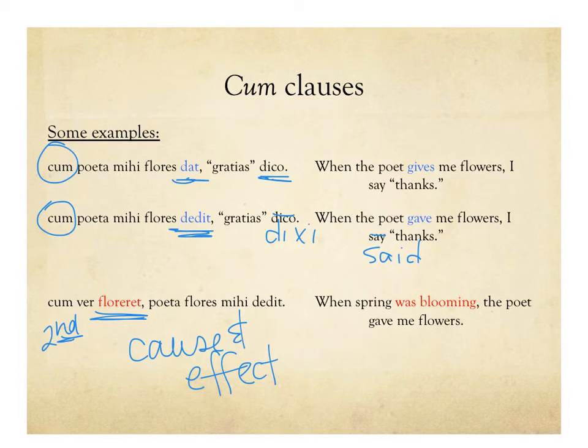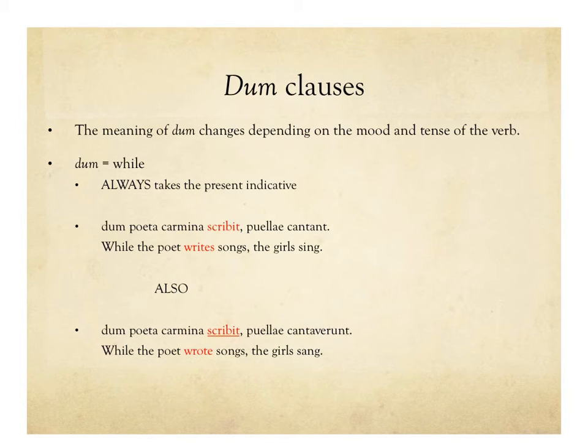Okay? Our next kind of clause are dum clauses. And dum, I think, you have seen meaning while. But dum can mean other things too. And its meaning changes depending on the mood and tense of the verb. So we're going to spend a little time going through the 4 different choices we have just so you can see. So the most common one is when it means while. This one always takes the present indicative, even if we're in past tense.